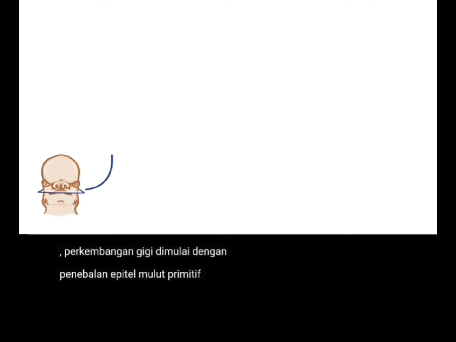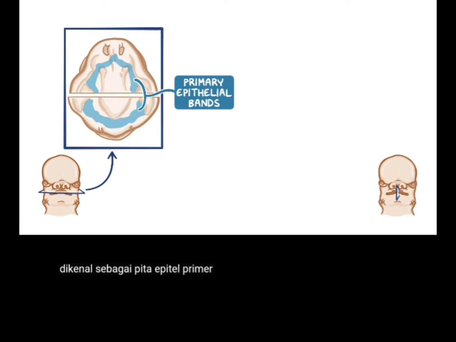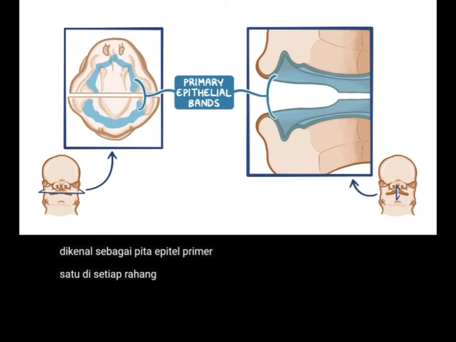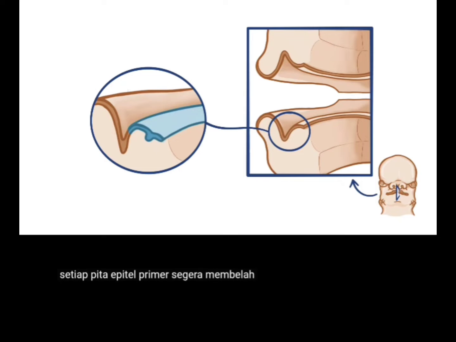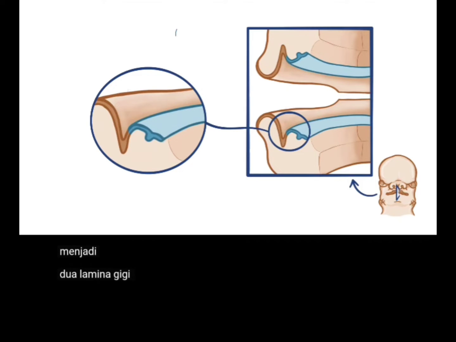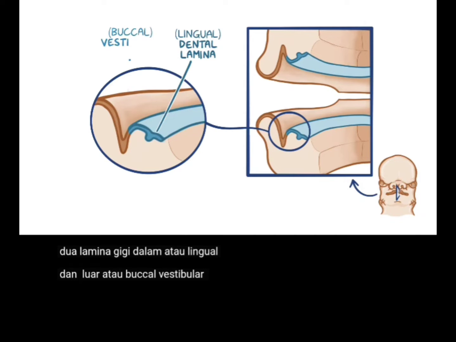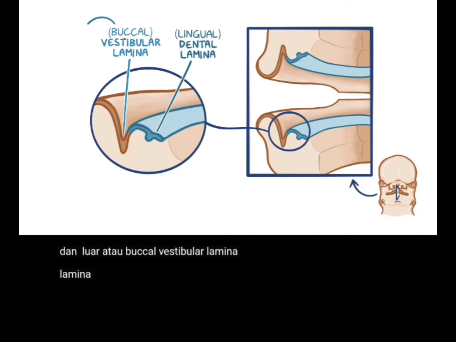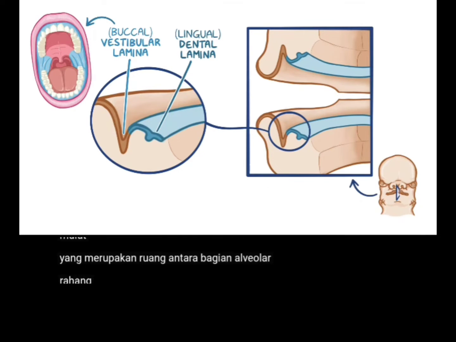Tooth development starts with the thickening of the primitive oral epithelium known as the primary epithelial bands, one on each jaw. Each primary epithelial band soon splits into two: an inner or lingual dental lamina and an outer or buccal vestibular lamina. The vestibular lamina subsequently hollows and forms the vestibule of the mouth, which is the space between the alveolar portion of the jaws, lips, and cheeks.